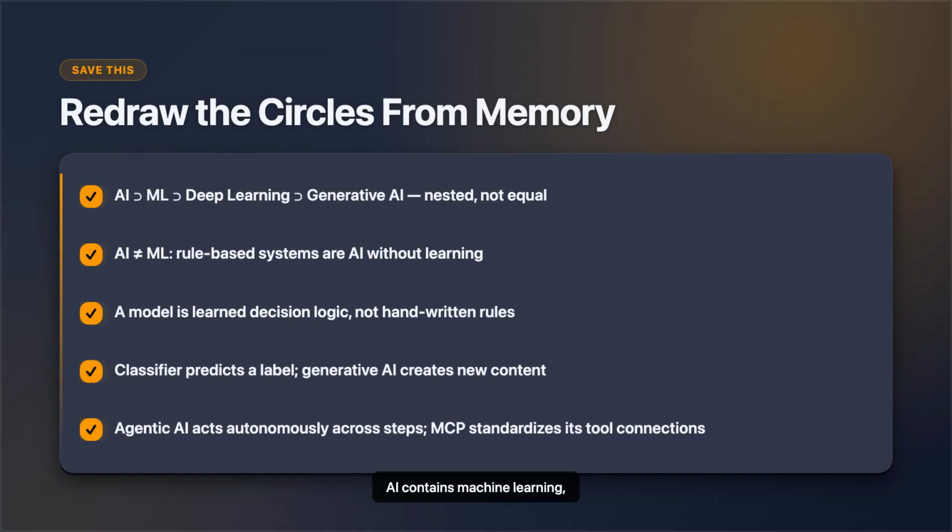AI contains machine learning, which contains deep learning, which contains generative AI, nested, never equal. AI is not the same as machine learning because rule-based systems are AI with no learning at all. A model is learned decision logic, not handwritten rules. A classifier predicts a label from a fixed set, while generative AI creates new content. An agentic AI acts autonomously across multiple steps, with MCP standardizing how it connects to tools. If you can redraw those 4 circles from memory, you're ready.